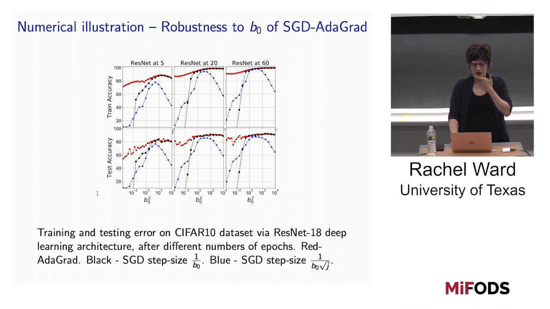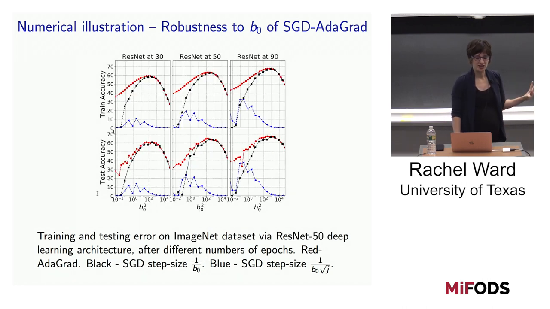So this was over a CIFAR-10 data set with a ResNet-18 deep learning architecture, which is a very over-parameterized neural network, meaning there are many more variables to optimize than training data. So that's a very good situation. A not as good situation: we do the same experiment on the ImageNet data set with a ResNet-50 deep learning architecture, which is still over-parameterized, but not by very much.